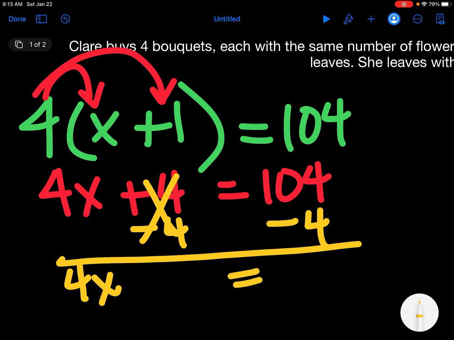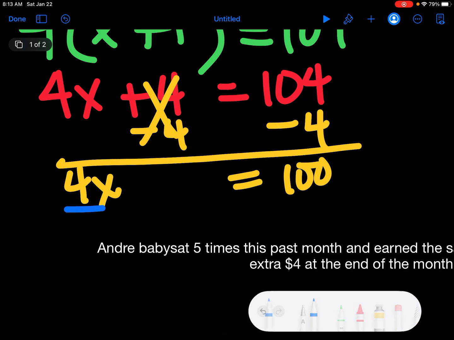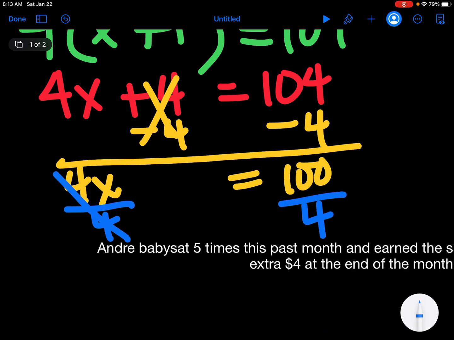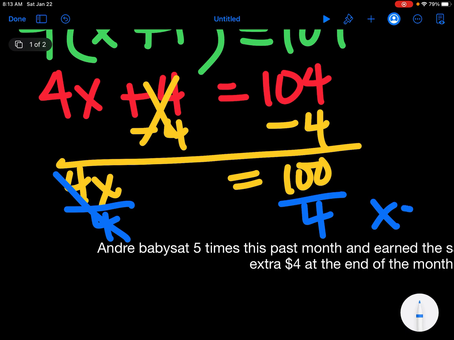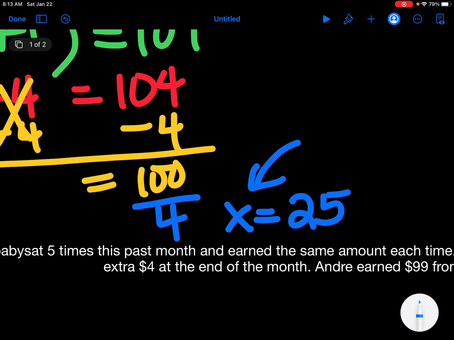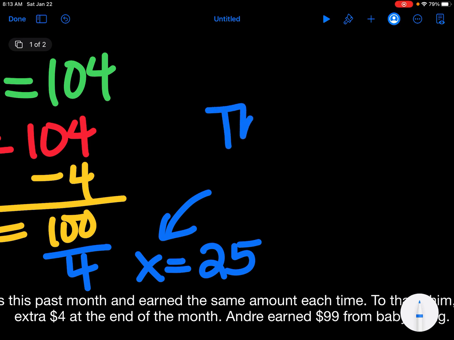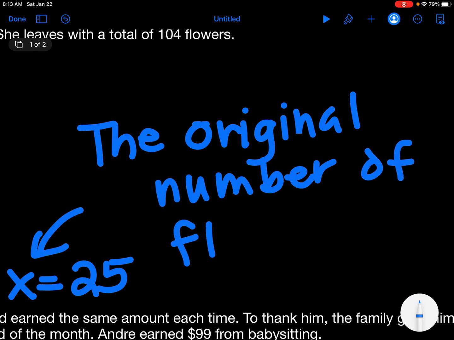Bring down my 4x equals 100. And then I'm going to divide by 4 on each side. So x equals 25. Then on several of the slides, it'll say, what does the solution mean? So in this case, x represents the original number of flowers in the bouquet.